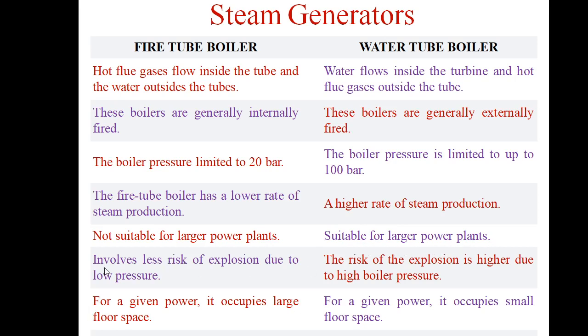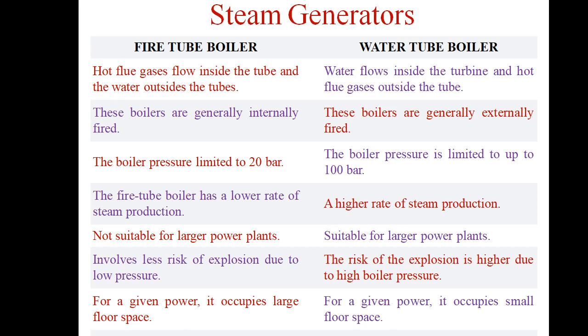The fire tube boiler involves less risk of explosion because the pressure developed is low, whereas water tube boilers are capable of generating pressure up to 100 bar, so there is a high risk of explosion. For a given power, fire tube boilers occupy large floor space, whereas water tube boilers occupy less space compared to fire tube boilers for the same steam generation capacity.